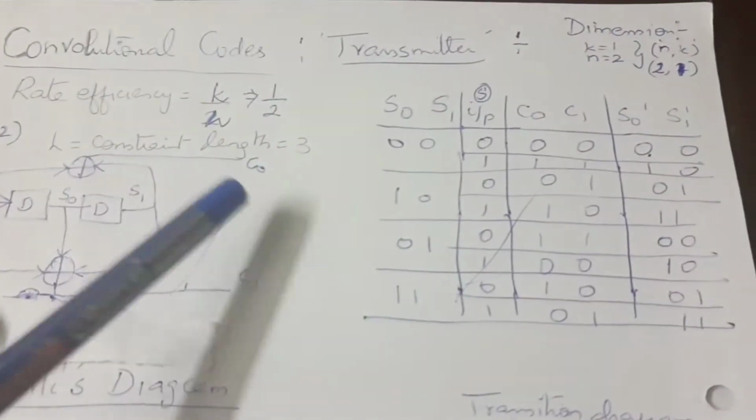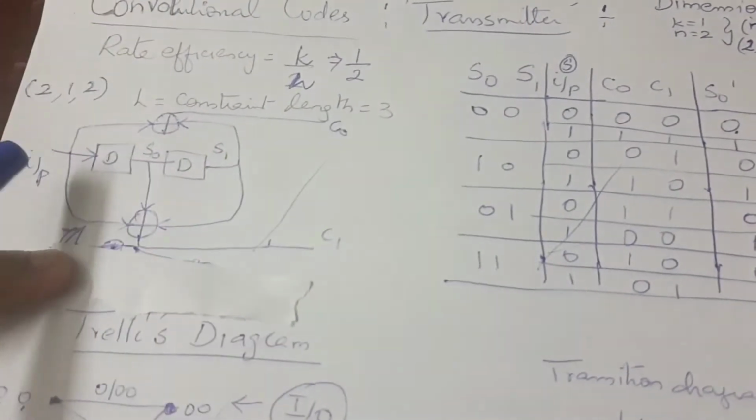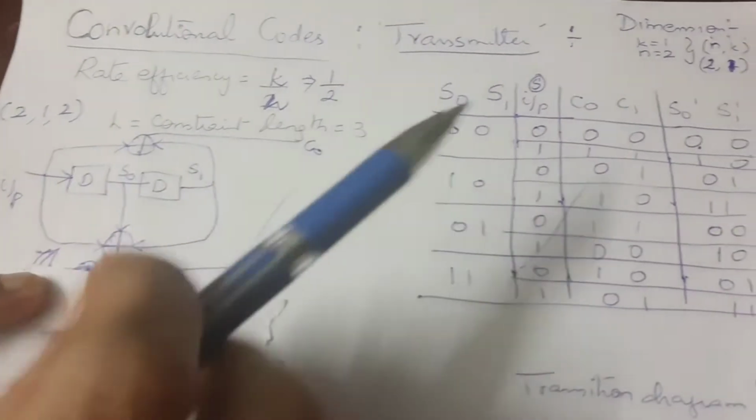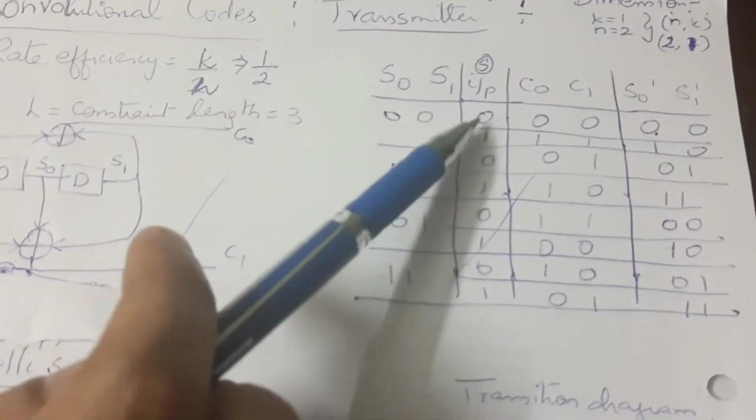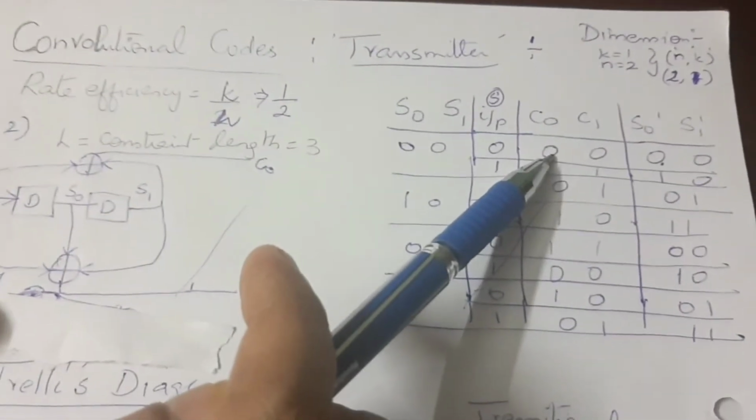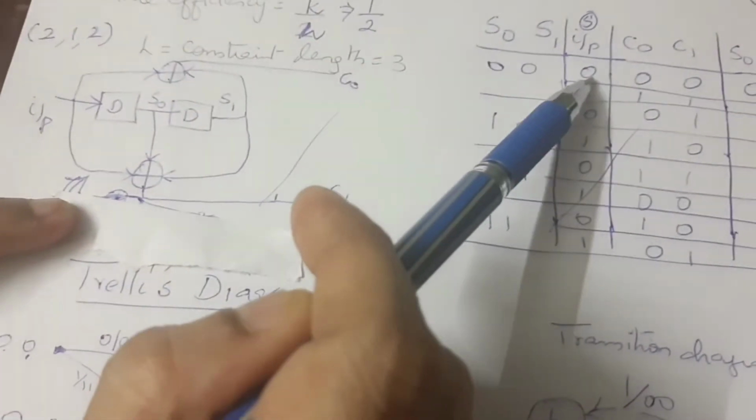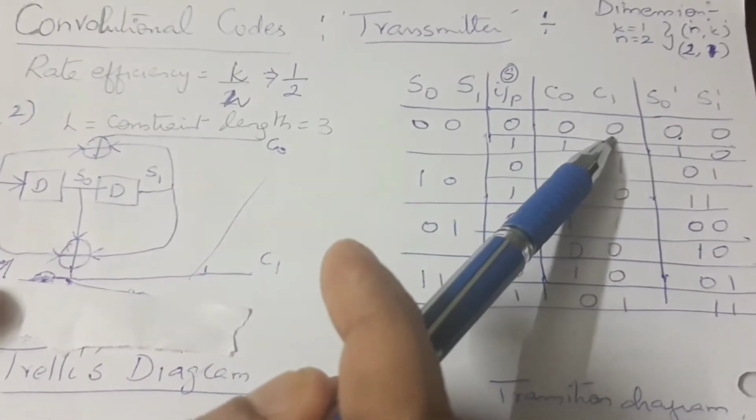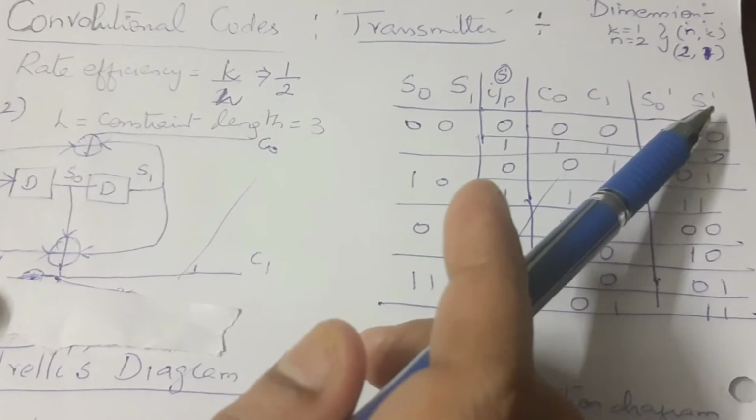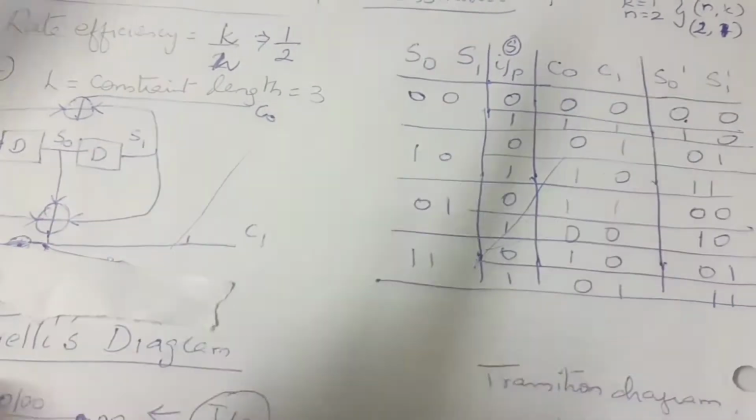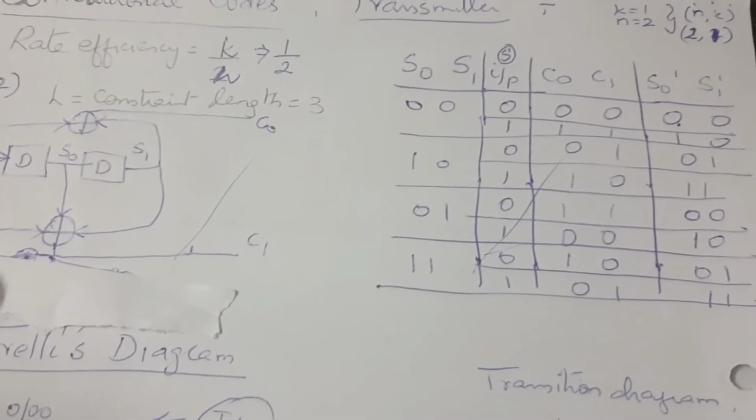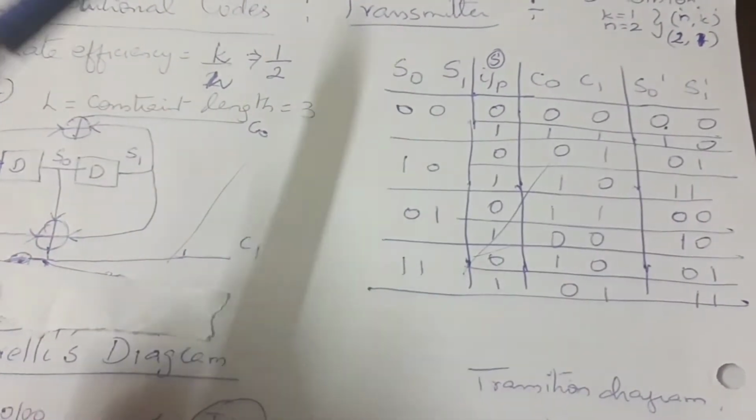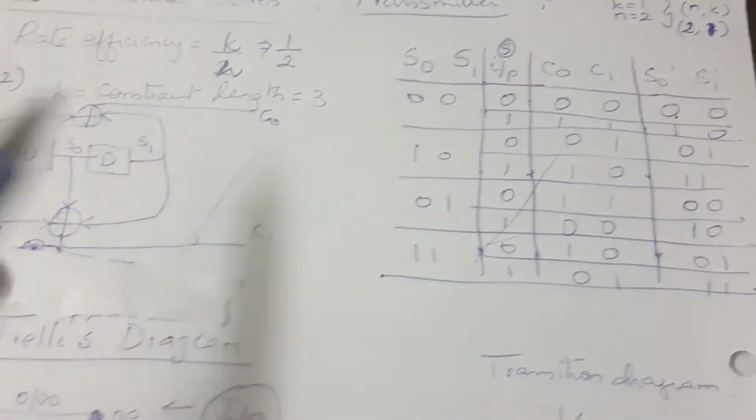C0 is nothing but the addition of the input bit and S1. So add the 2 pieces of information, input and S1, 0 and 0, you will produce 0. What is C1? It is a combination of 3 pieces of information, S0, S1 and input. So it is 0. S0 dash and S1 dash say what the next state is. So this is the present state. The last column is the next state. How to calculate your next state?